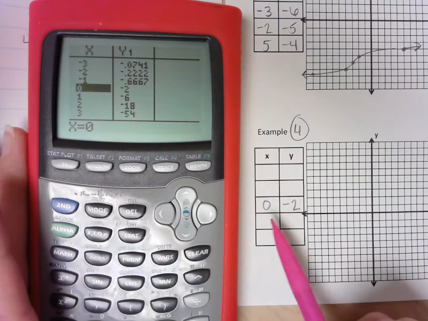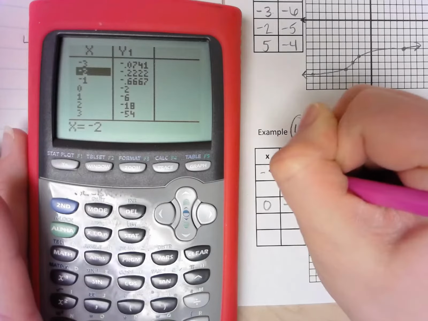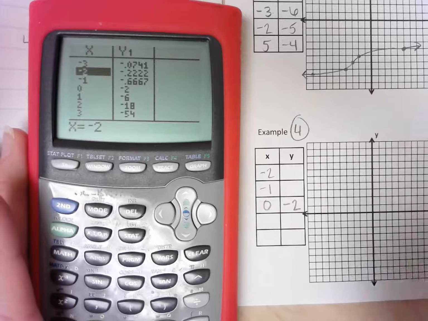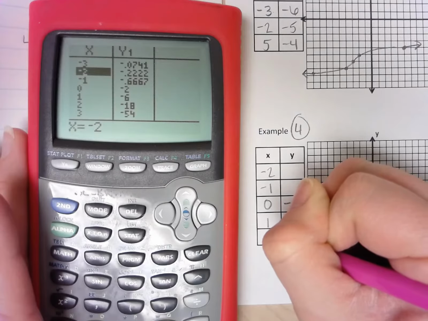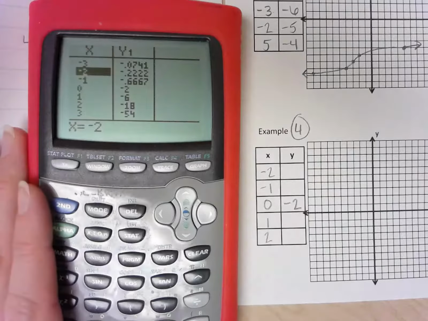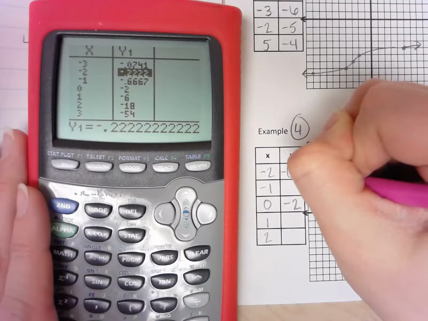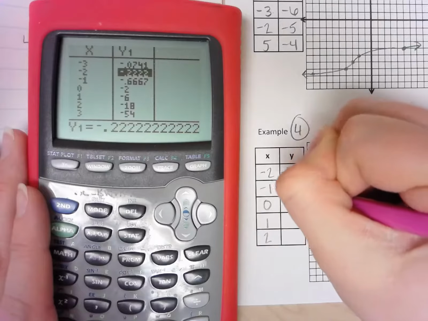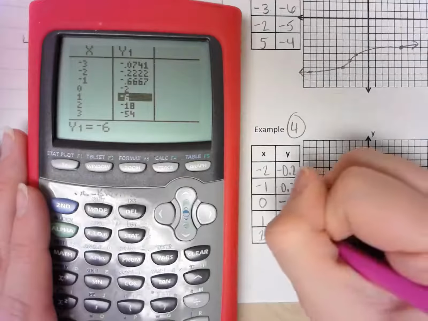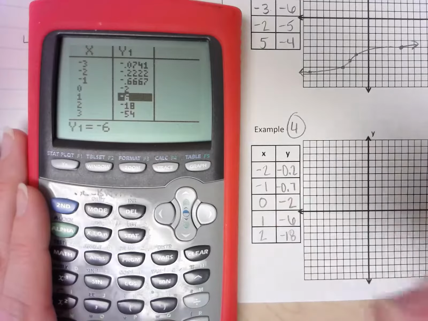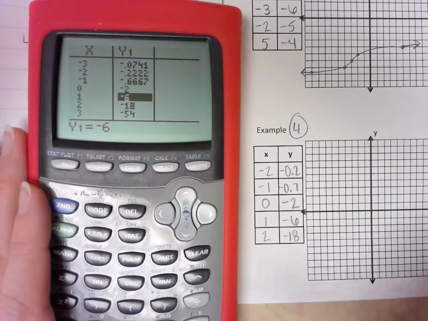And so pick 2 numbers less than and 2 numbers greater than. It's best if you pick the immediately 2 numbers less and 2 numbers greater, because if you go too far out from that starting point, the numbers get very, very small and very, very large very quickly in either direction. So it is going to be required to do decimals, and that's okay. So -2, -0.2, -1, -0.7 when it rounds. Of course, we have our starting point, and then 1, -6 and 2, -18. So this 2, -18 won't fit on our graph, but it is good to still include it in our table.